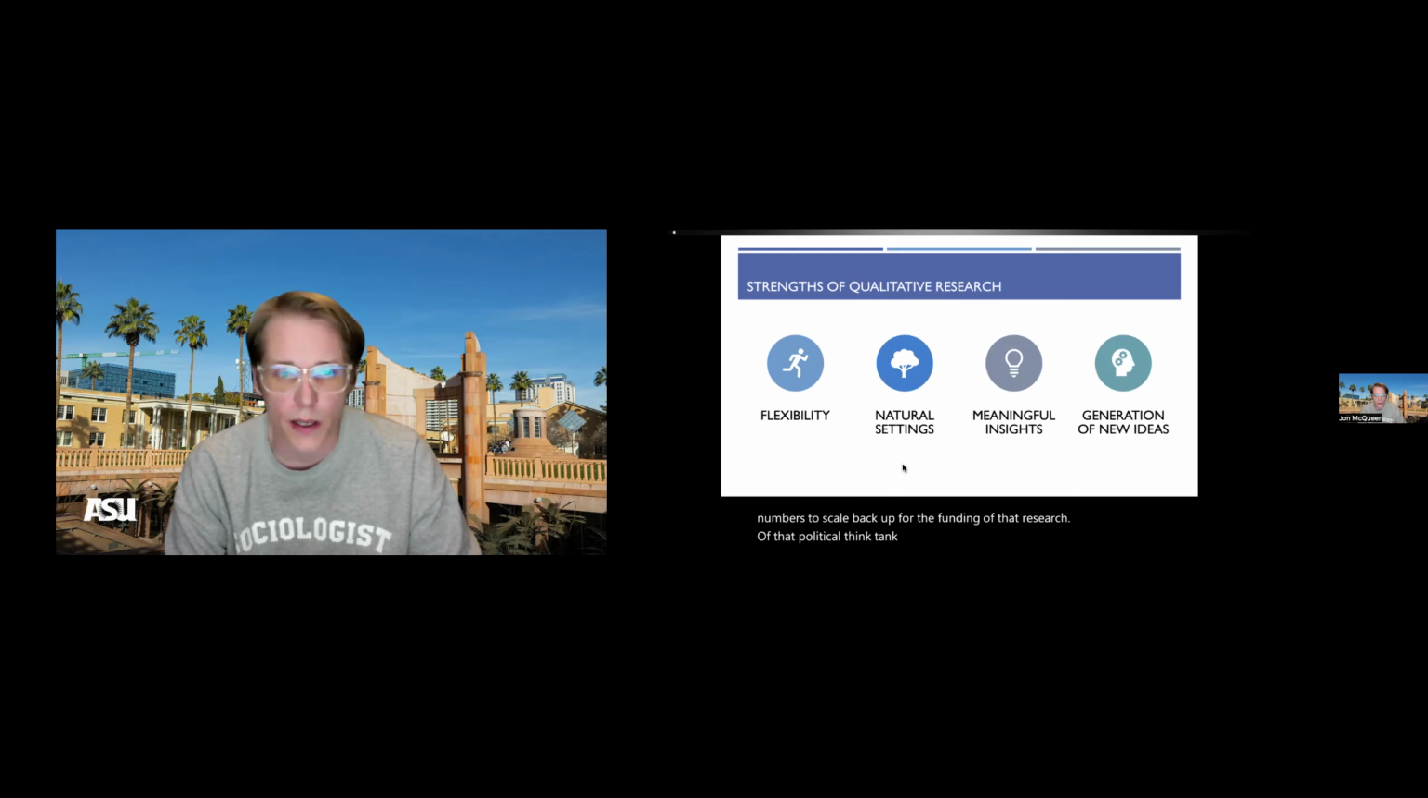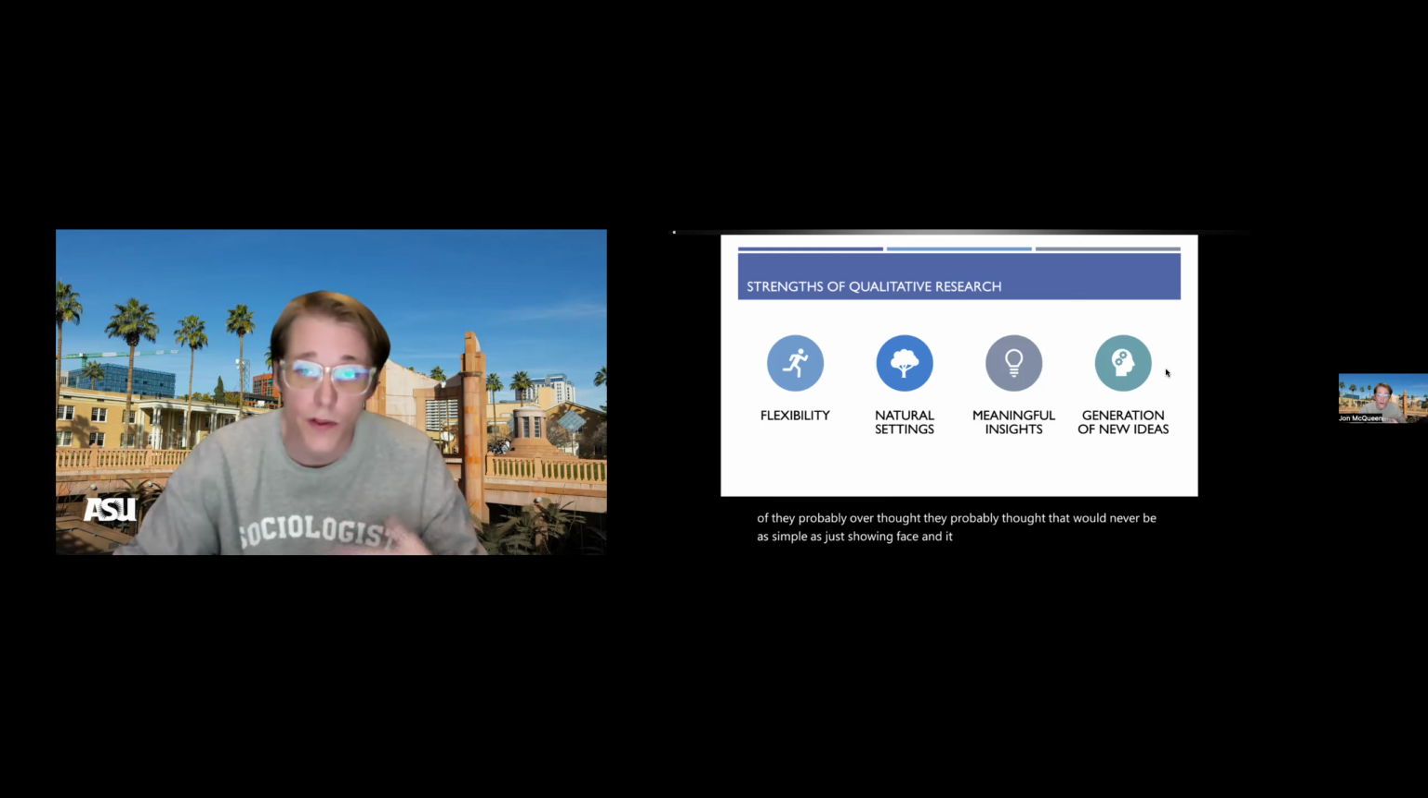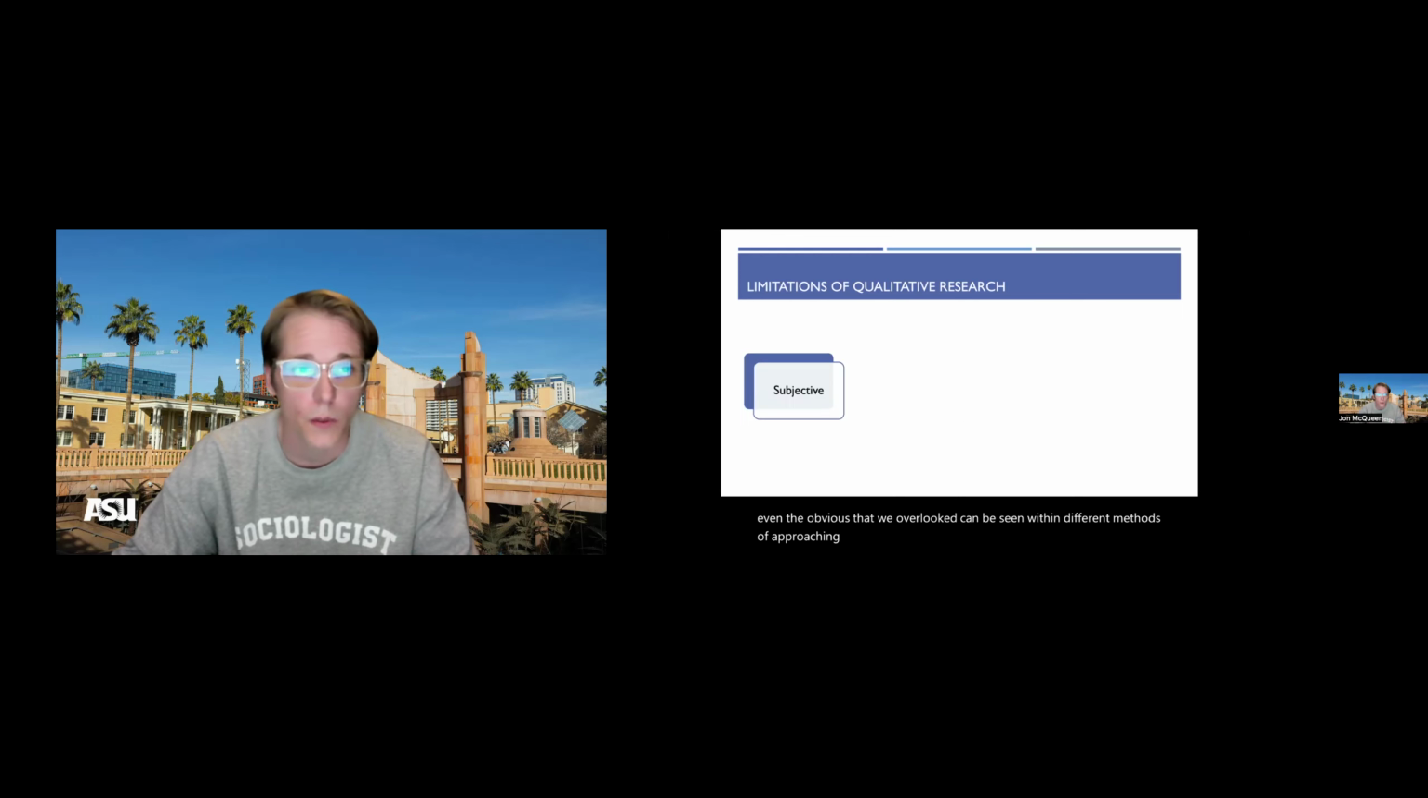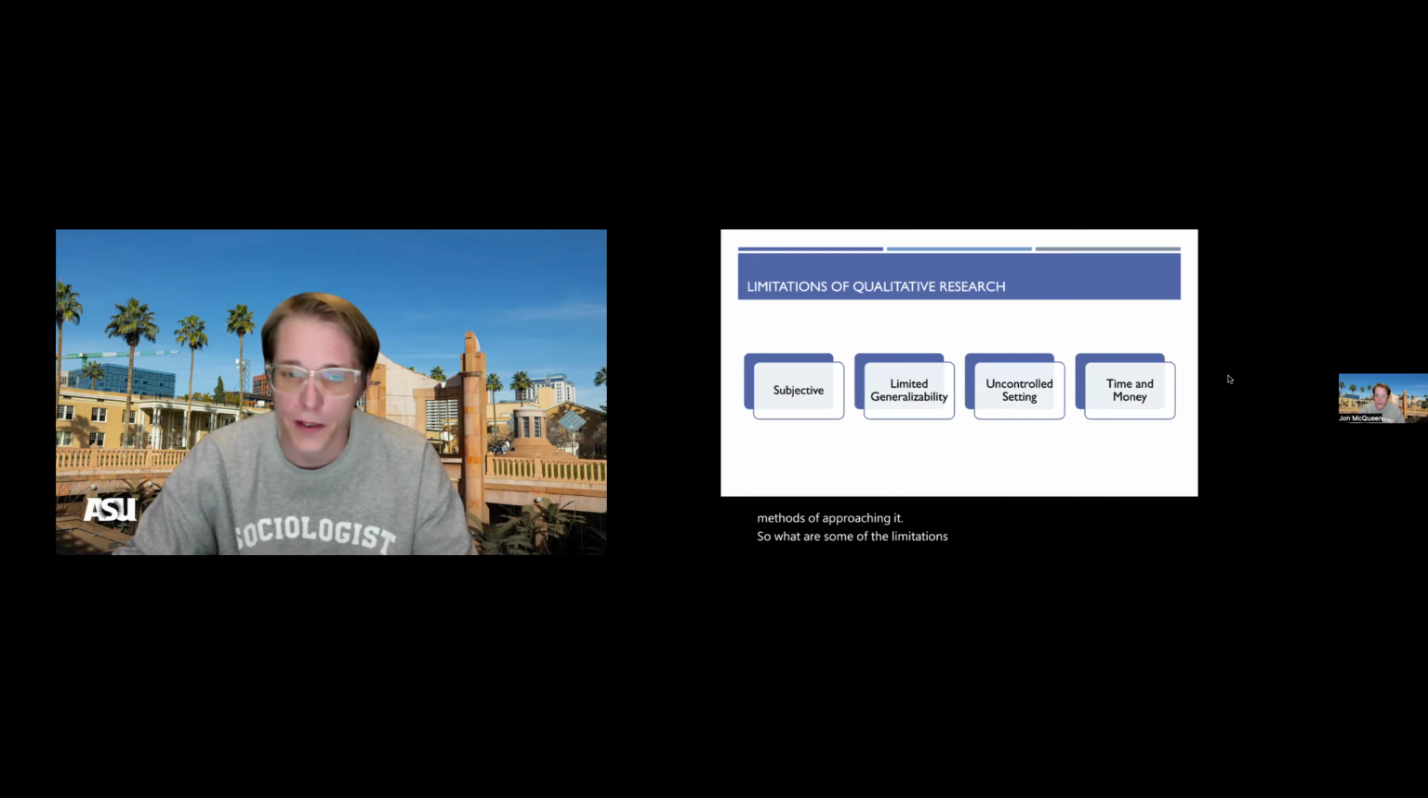And it was something that they hadn't thought of. They probably overthought it. They probably thought it would never be as simple as just showing face. And it was. And that's where you start seeing that even the obvious that we overlook can be seen within different methods of approaching it. So, what are some of the limitations, though, of qualitative research, as we've talked about all these things?